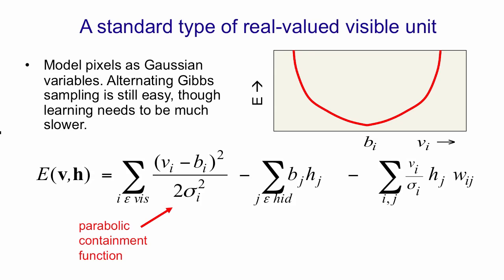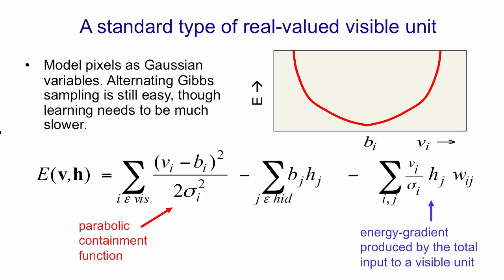The interactive term between the visible and the hidden units looks like this. And if you differentiate that with respect to v_i, you can see that you get a constant. It's the sum over all j of h_j w_ij divided by sigma_i. So that term, with its constant gradient, looks like this. And when you add together that top-down contribution to the energy, that's linear, and the parabolic containment function, you'll get a parabolic function, but with the mean shifted away from b_i, and how much it's shifted depends on the slope of that blue line. So the effect of the hidden units is just to push the mean to one side.